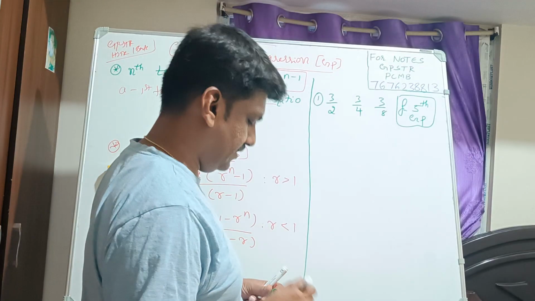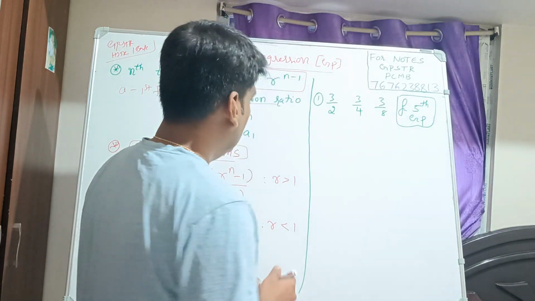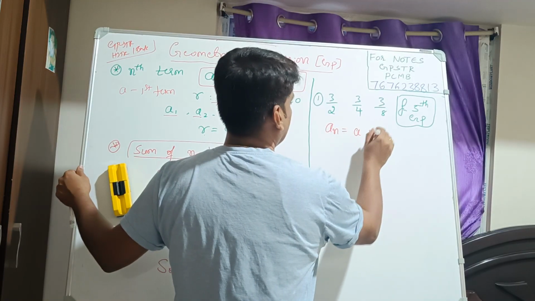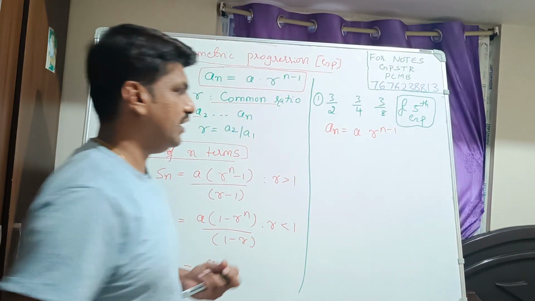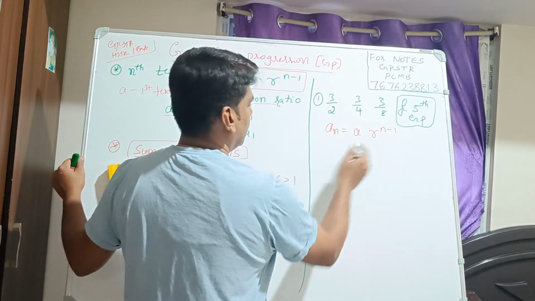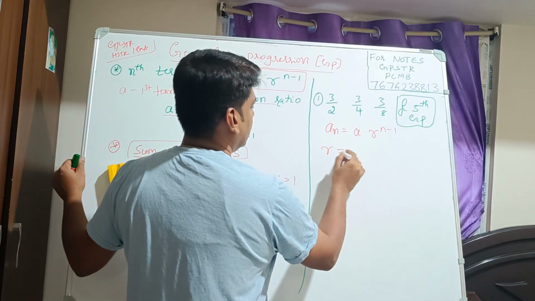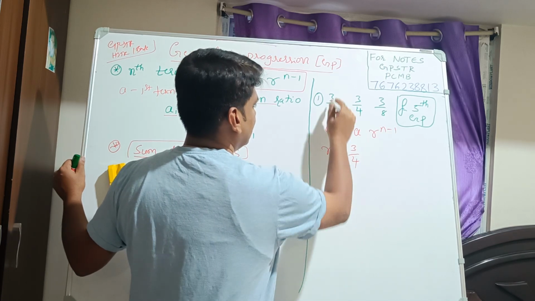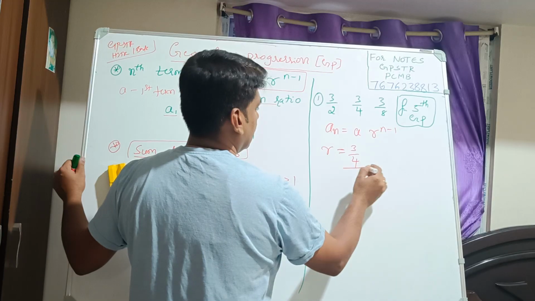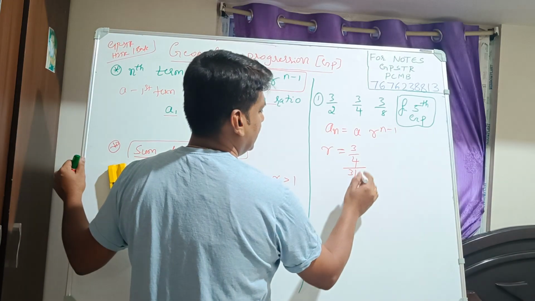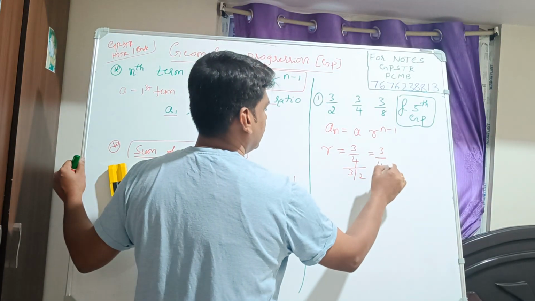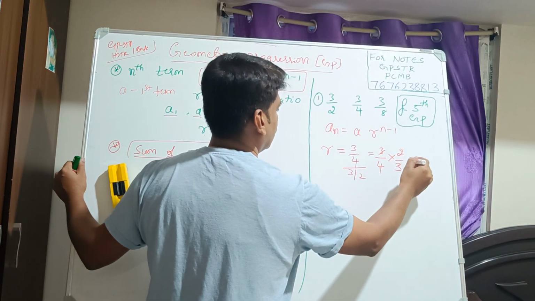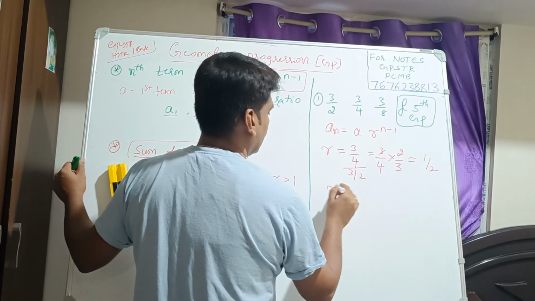So how to calculate this? Use the formula. The formula is an is equal to a multiplied by r raised to n minus 1. In this, we know the value of a, but we don't know the value of r. So how to calculate r? Second one divided by first one. So this, 3 by 4, divided by 3 by 2. Here the denominator becomes the numerator, so it is 3 by 4 into 2 by 3. 3 ones are 3, 2 twos are 4. So what is the value? 1 by 2. So the common ratio is half.